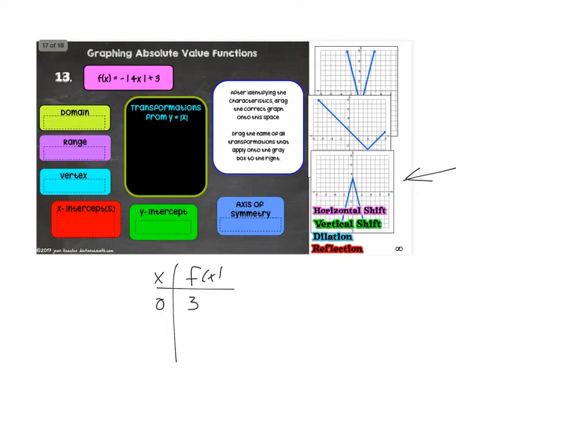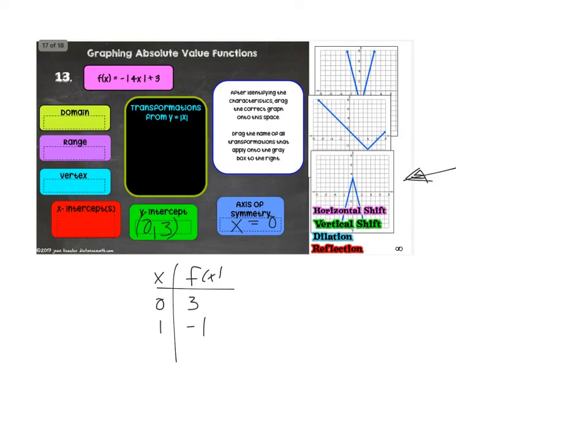Let's try positive 1. 4 times 1 is 4. Absolute value of 4 is 4. Then we take the opposite of 4, which is negative 4, plus 3 is negative 1. So do we get 1, negative 1? That worked. So yeah, it's got to be this one right here. So now, axis of symmetry is x equals 0. The y-intercept is going to be over 0 up 3, so 0, 3.